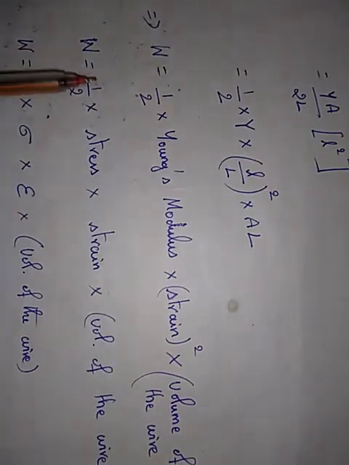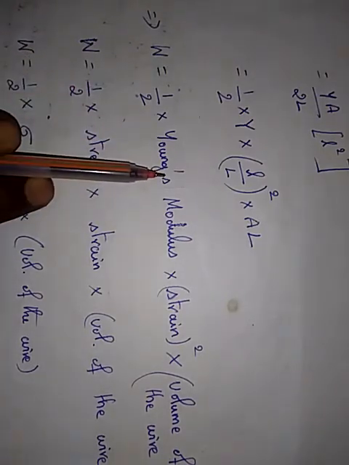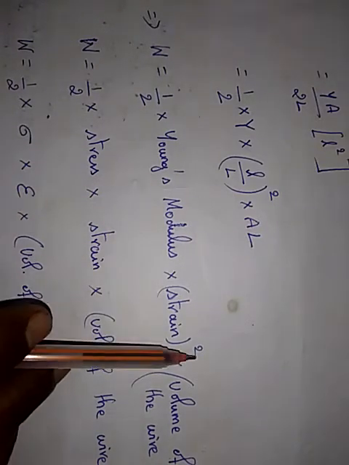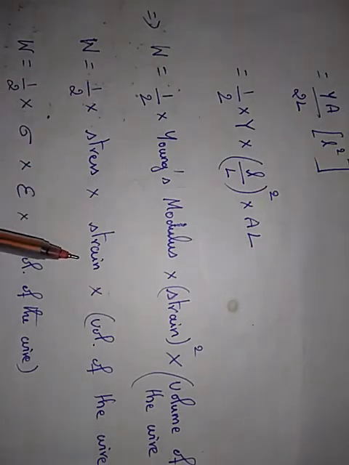Okay. Now this once again can be written as W is equal to 1 by 2. Young's modulus, you know, stress by strain. It is the ratio of stress by strain. So here one strain and this square will get cancelled. Therefore, we have a simplified result which is easy to remember. 1 by 2 into stress into strain into volume of the wire.